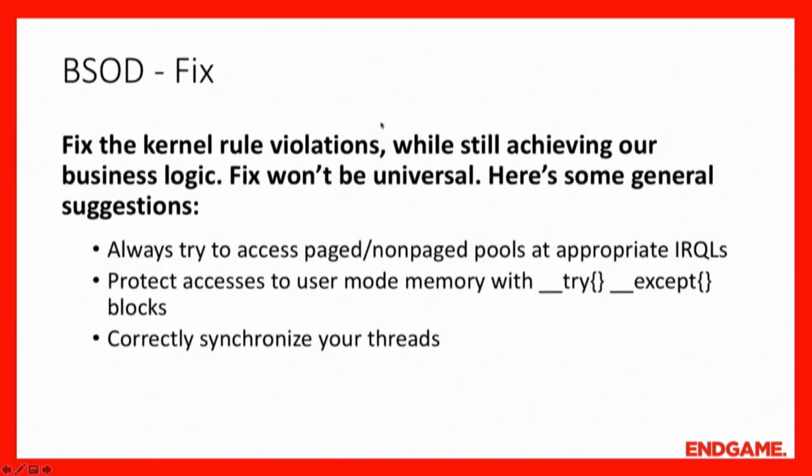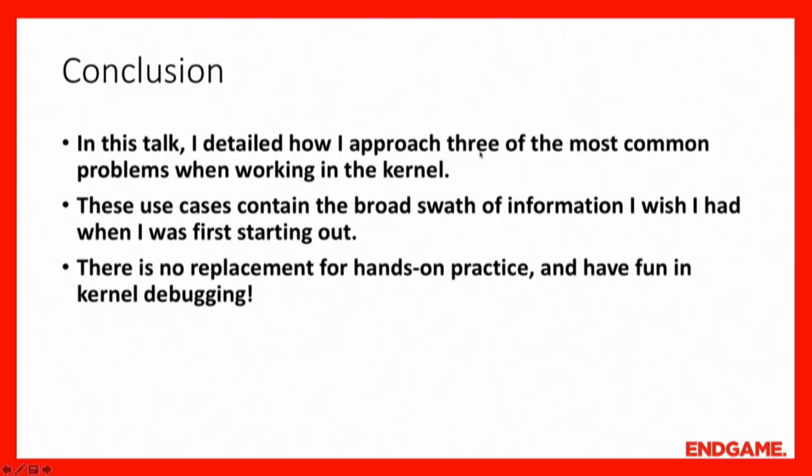Finally, it's the fix. Try to access paged pool and non-paged pool at the right IRQL level. And sometimes you need to access unusable memory from the kernel. Try to protect the memory access with the try-except block, and always synchronize your threads. So that's pretty much all my three examples of the common kernel problems.